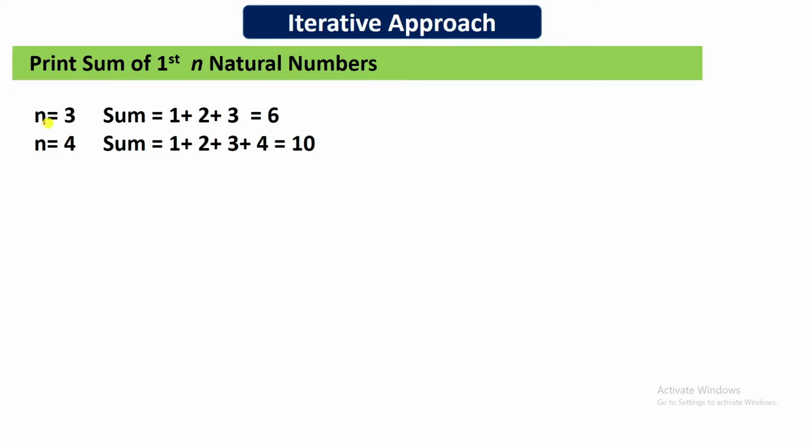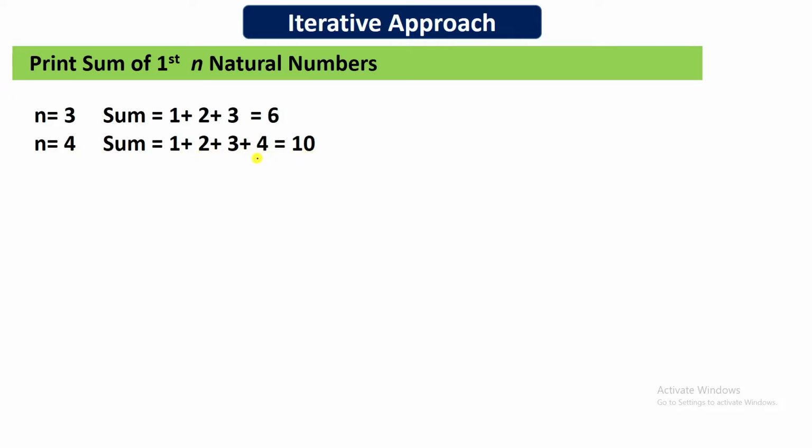So basically the question is, if the user enters n equal to 3, then we have to find the sum of 1 plus 2 plus 3. That is 6, and we have to return 6. If n is 4, then we have to find the sum of 1 plus 2 plus 3 plus 4, that is 10. That is, find the sum of n natural numbers.